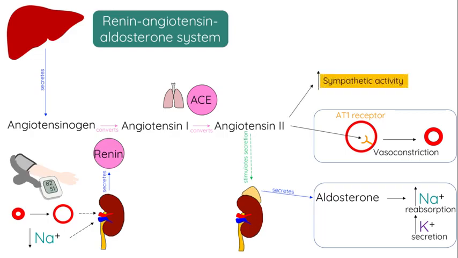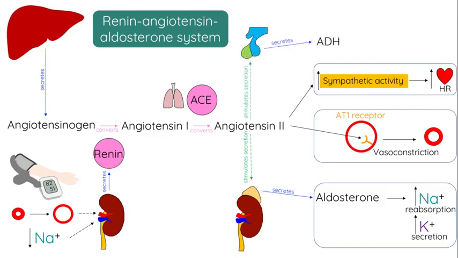Thirdly, angiotensin 2 causes increased sympathetic activity, which increases heart rate, helping to maintain cardiac output when blood volume is low. And finally, angiotensin 2 also acts to increase the secretion of antidiuretic hormone from the posterior pituitary gland, resulting in increased water reabsorption in the collecting ducts, which makes up the end part of the nephron. Antidiuretic hormone is also a vasoconstrictor, so its release also helps to maintain blood pressure in this way.